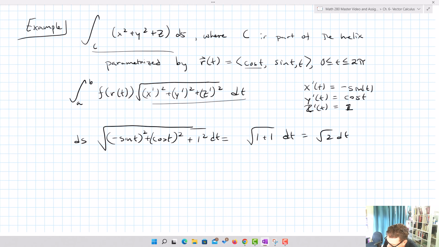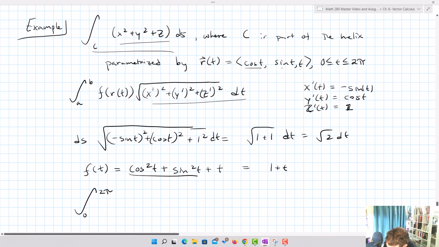Okay? So now I can just plug in my cosine, my sine, my t. But let's do that and then simplify first. So f of x, y, z, or excuse me, f of t in this case is going to equal cosine squared t plus sine squared t plus t, which is just equal to 1 plus t. Okay, because this is going to equal 1. So now I put my integral together. I got the integral from 0 to 2 pi, right? Because that's given by my t's. 0 to 2 pi, I've got 1 plus t times the square root of 2 dt.